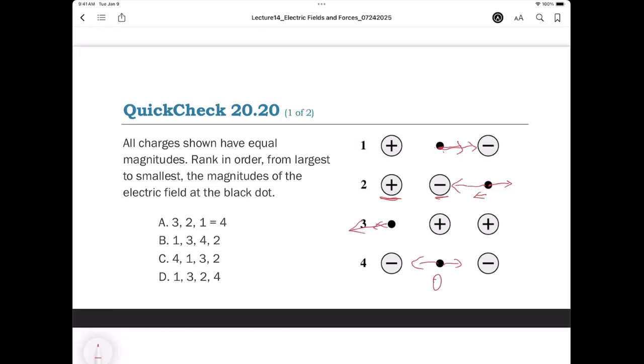And this one is the greatest one, because this one is 2, and this one and this one are also near. So 1 is the greatest, then 3, then 2, and then 4. So which means D is the right answer. That makes sense to you?